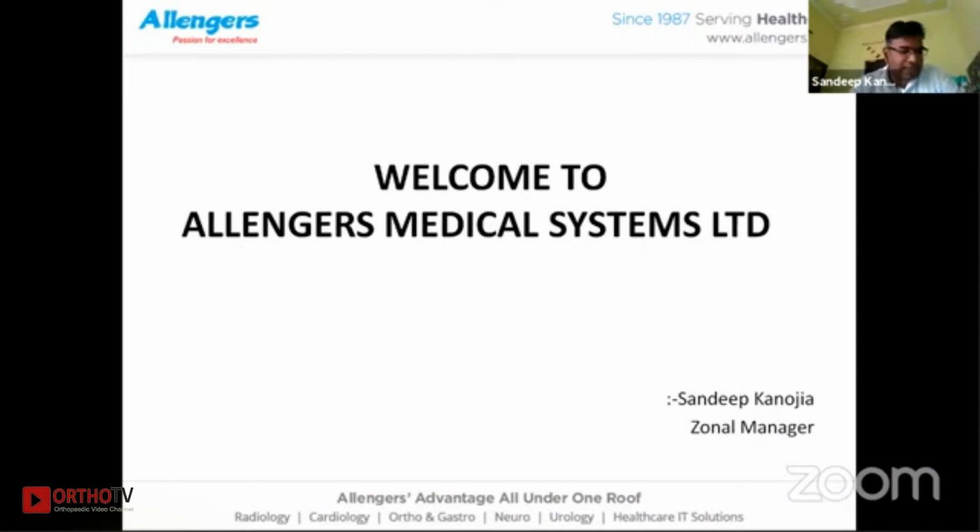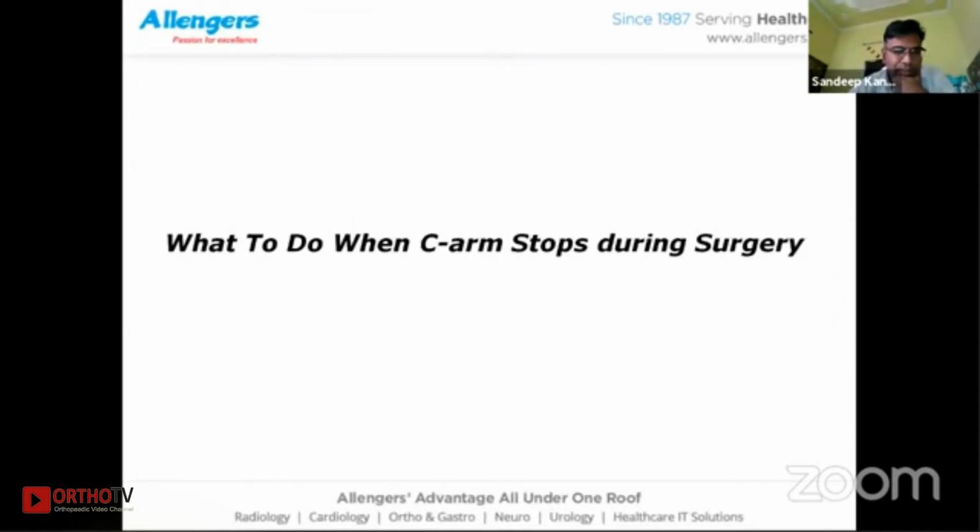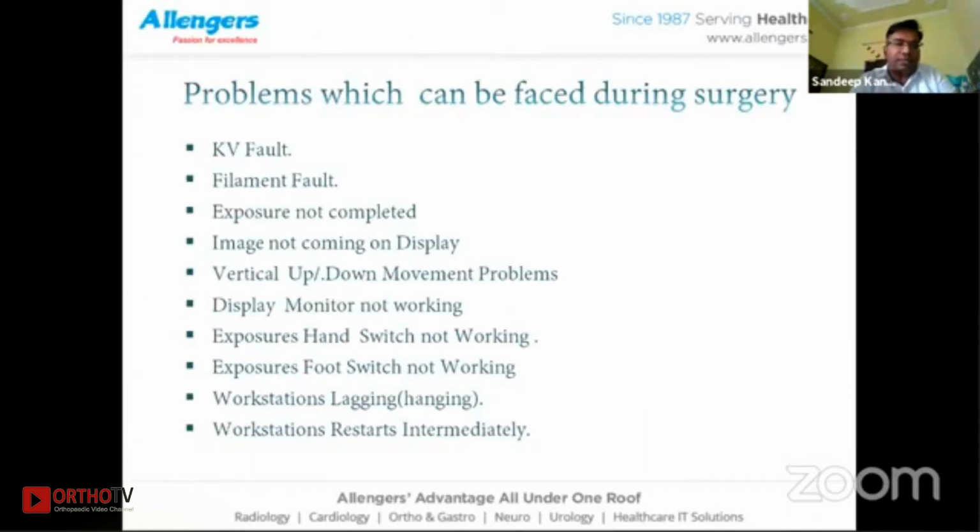Today, the topic assigned to Allengers is the problem of what to do when the C-arm stops during a surgery, sir. I have noted down that if the C-arm stops during surgery, it is a very stressful situation in the OT, sir. Everybody is panicking because the condition is very different. Initially, we see the few problems which we routinely face during surgery.